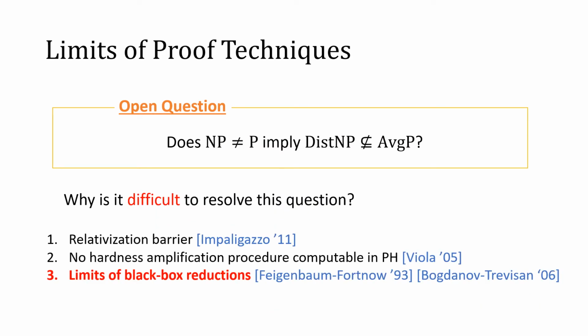There has been a long line of research which explains why it is difficult to resolve this open question. There are at least three types of barriers which explain the difficulty. One is a relativization barrier, which was presented by Impagliazzo. The second one is that there is no hardness amplification procedure which is computable in the polynomial time hierarchy. A standard proof technique is to construct a hardness amplification procedure which takes a worst case hard problem and converts it to an average case hard problem. But we can't hope to use such a procedure, as excluded by Viola. And the third type of barrier is what we call limits of black box reductions, and this is our main focus of this work.